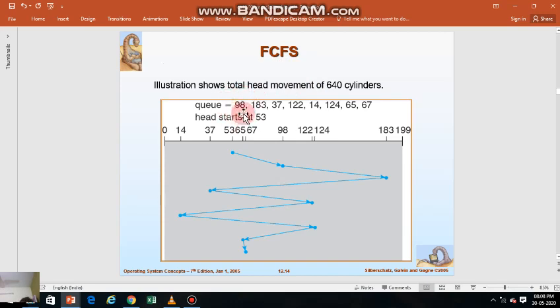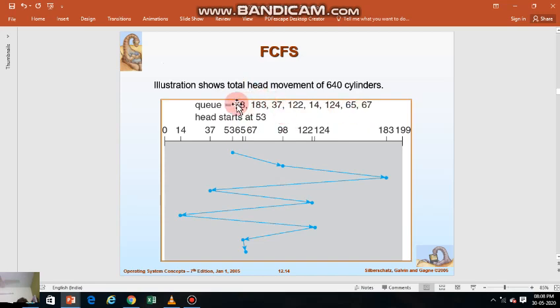The head start is the current position of the arm, which is at sector 53. So we are going to traverse from 53, in sequential order, as the algorithm says you should move in the order in which requests were made. The first request in the queue is 98, then 183, and so on. We should go with that.